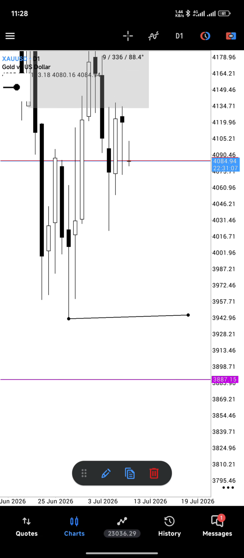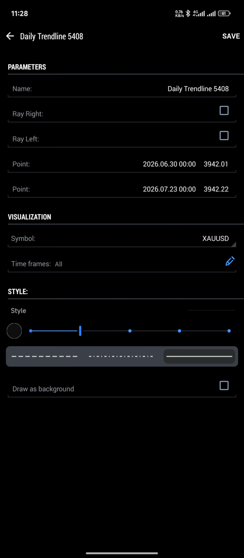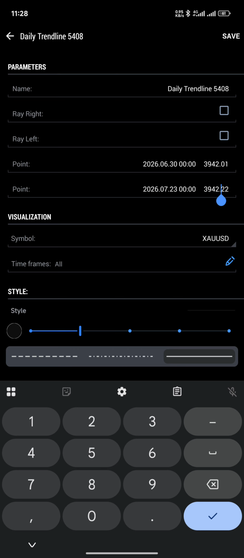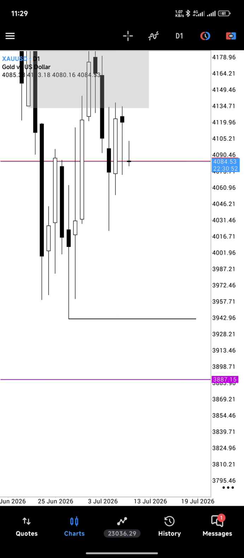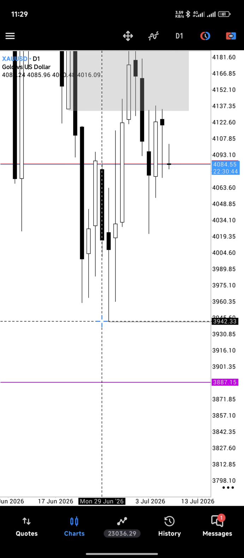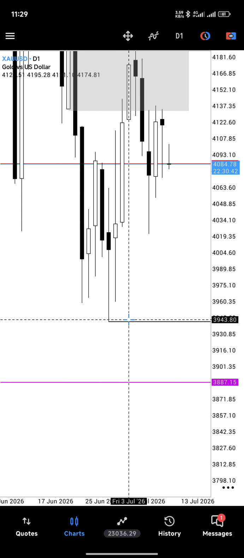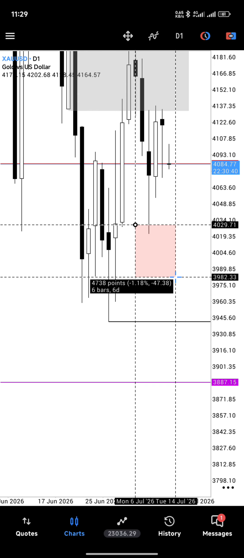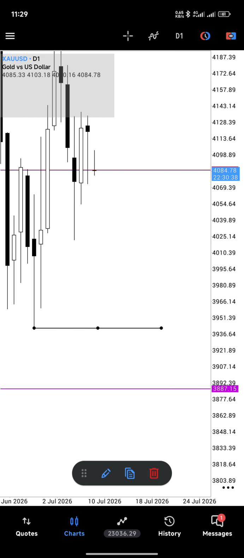So basically a draw on liquidity is a bearish candle in a downtrend. In this scenario, you can clearly see that the bearish candle in this downtrend has not been swept out. So this is what we call a draw on liquidity. This is also a draw on liquidity. So let's just mark it out as well.